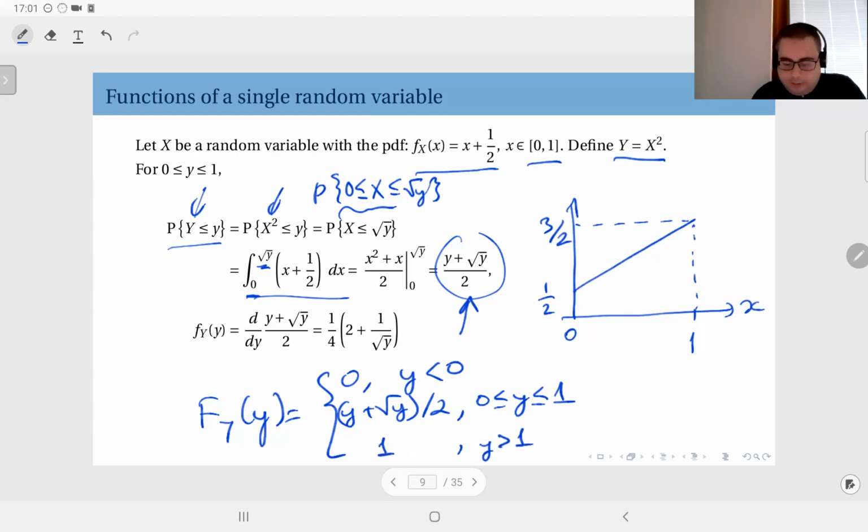Now, when you take the derivative of this function, of course, you get the PDF, which is 1/4 times (2 plus 1 over square root y). And obviously, this is for y in the interval 0 to 1.